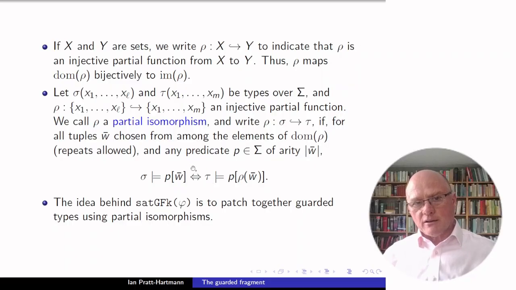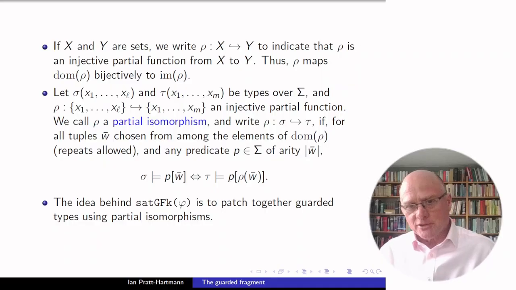So in this case, if ρ is a partial isomorphism from the l-type σ to the m-type τ, what that means is that there's some substructure of σ, if we think of types as small structures, which has a copy in τ. That's basically all it says. And the idea behind our algorithm is that if you've got types which are related by partial isomorphisms in this way, we can patch those together.